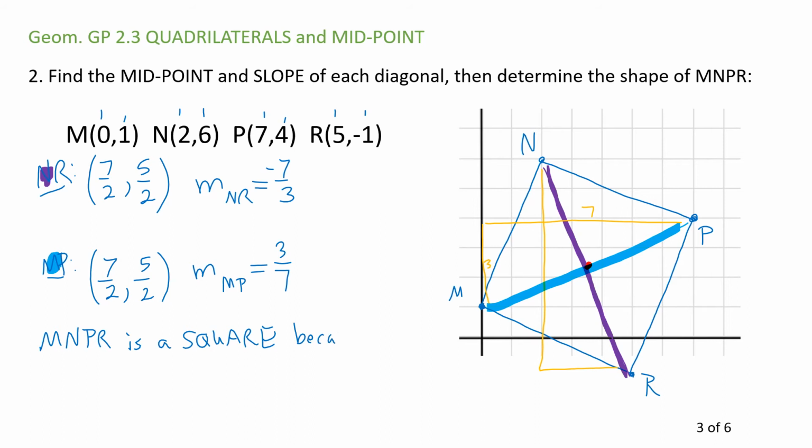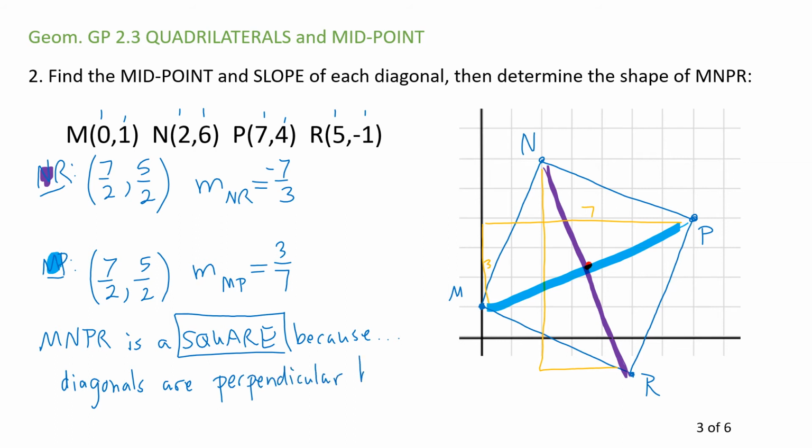because the diagonals are perpendicular bisectors. That's all that's required for a square. Diagonals perpendicular bisectors. If you had something else, like for example, if they were perpendicular but not bisectors, you might have a kite. If you had things that were bisectors but not perpendicular, that could be a rhombus.